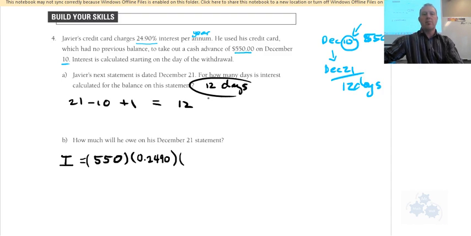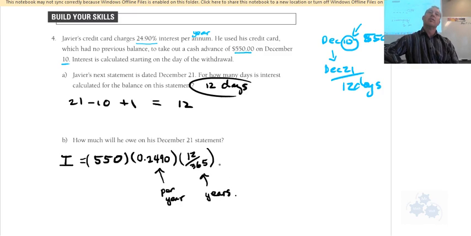Okay, and then remember how they do this? They do 12 over 365. 12 days out of 365, because again, this is per year, and this is a fraction of a year. So that's years. Yeah.